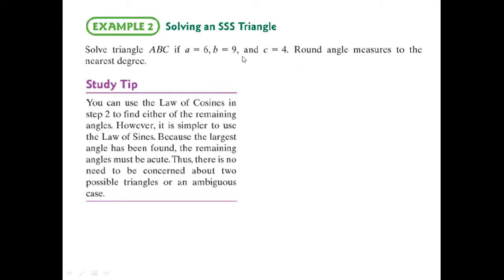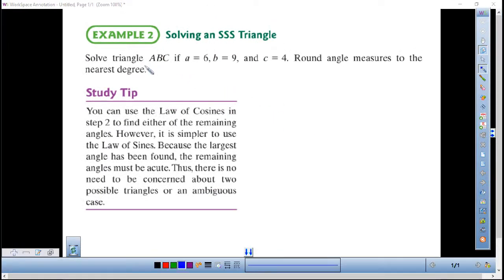So if we're looking here, let's go ahead and solve this. Let's just work it out. We've got to solve triangle ABC if side a is 6, side b is 9, and side c is 4. So b is the largest side, so we want to find angle B.